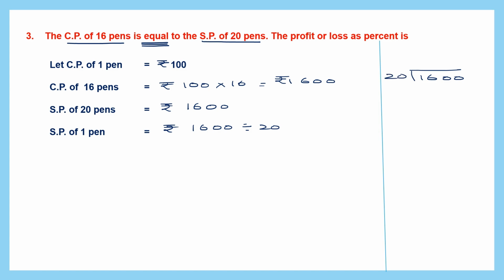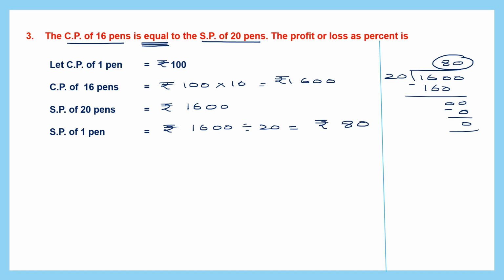So here we can take 160. 20 into 8 is 160, minus. Then we have a 0. So carry that there. Minus. So what is our quotient? 80. And this is the selling price of 1 pen, that is 80 rupees.